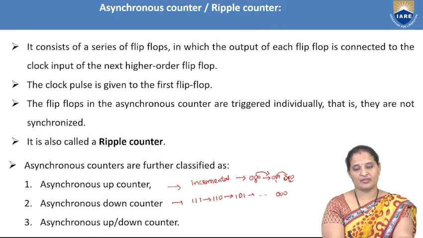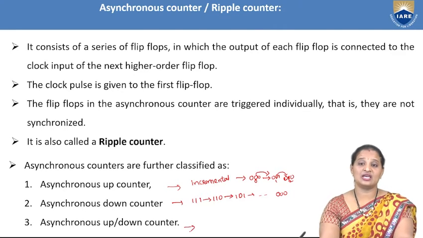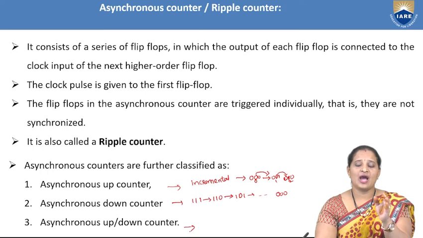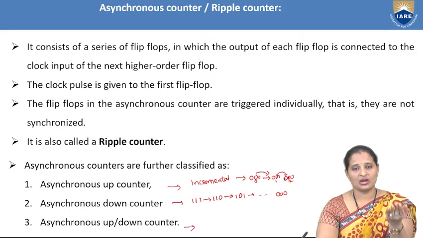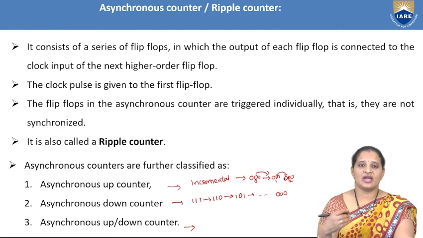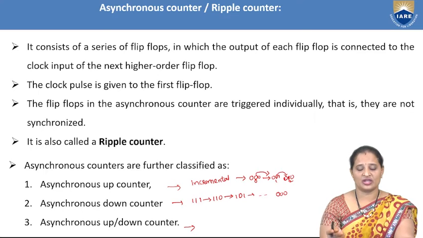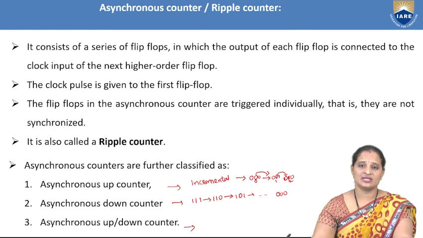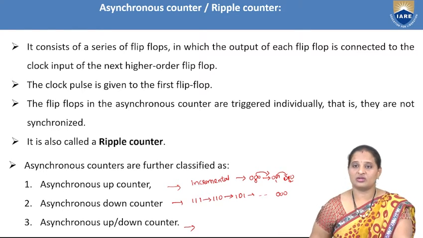And we can also have one more type, that is the asynchronous up and down counter. That means I can use this counter for counting in the incremental order as well as in the decremental order. So I can perform bidirectional counting. That type of counter is called an asynchronous up-down counter.